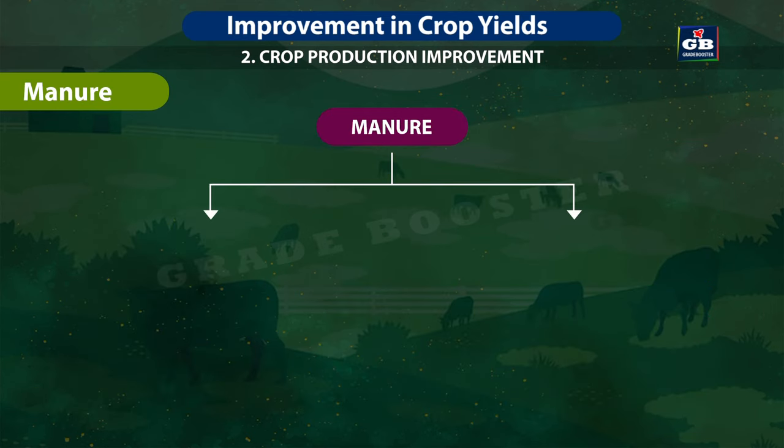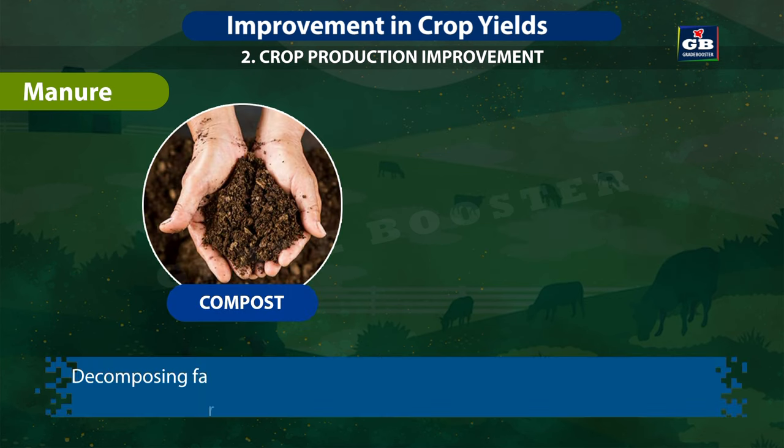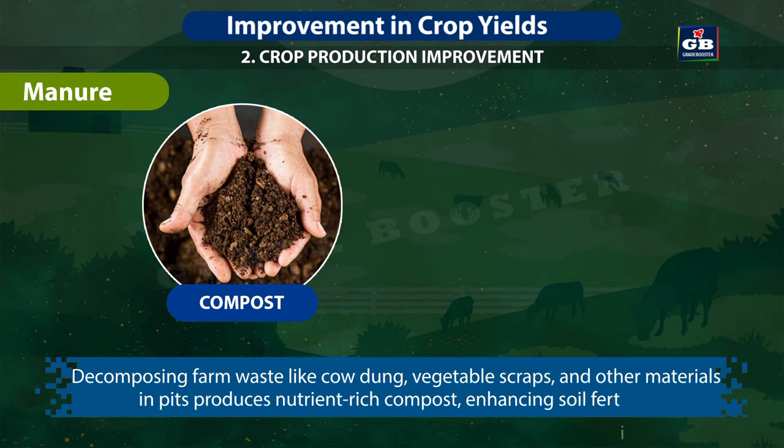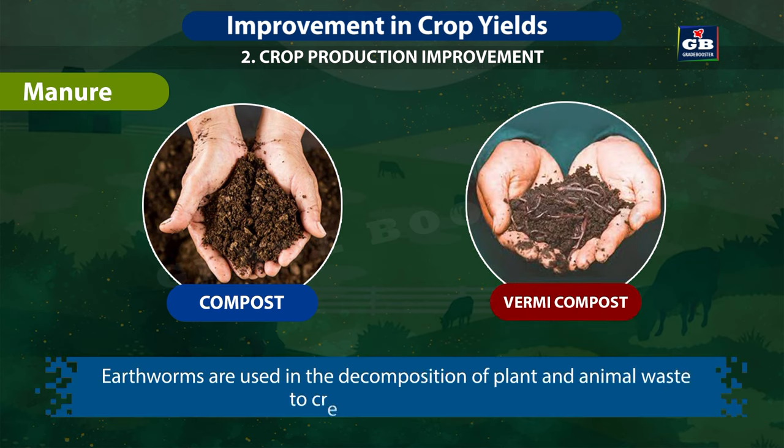Manure is of two types. 1. Compost and vermicompost. 2. Green manure. Compost. Decomposing farm waste like cow dung, vegetable scraps, and other materials in pits, producing nutrient-rich compost, enhancing the soil fertility. And the second one, vermicompost. Earthworms are used in the decomposition of plant and animal waste to create vermicompost. It is a nutrient-enriched organic material that speeds up the growth of plants.